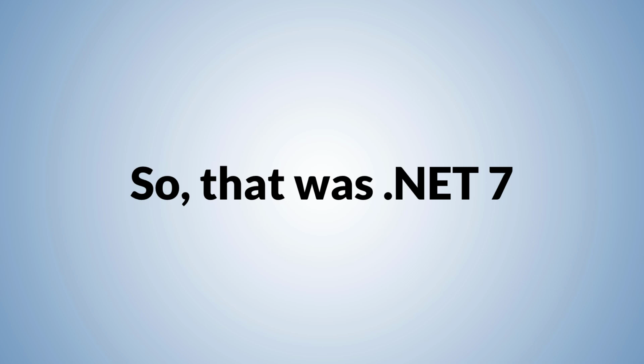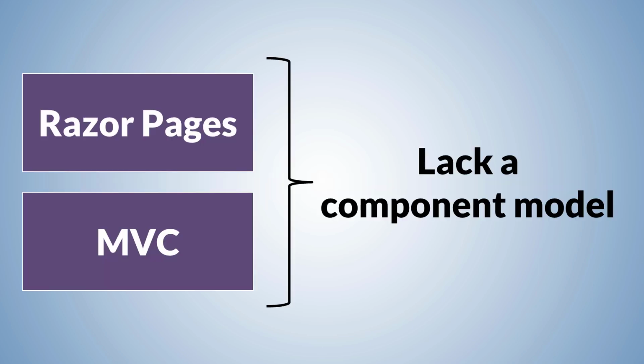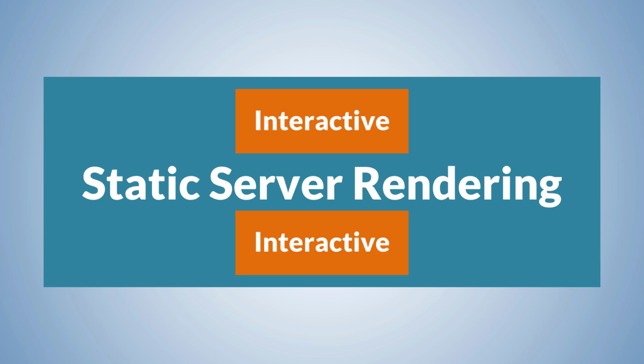From what we learned so far, we can identify three issues. The first is that Razor Pages and MVC lack a component model. The second is, what if we wanted to use static server rendering for the homepage of our site, but then add interactivity to individual parts of our site? To do this in .NET 7, we have to combine multiple frameworks like Razor Pages or MVC and Blazor.